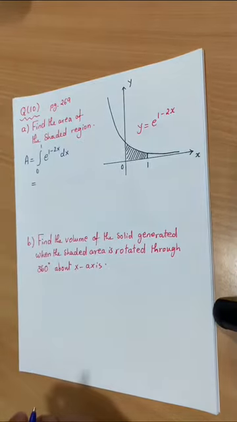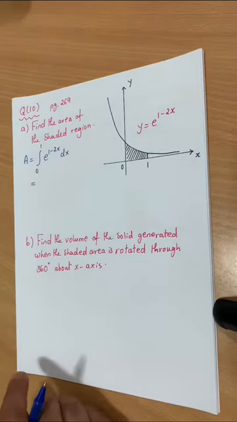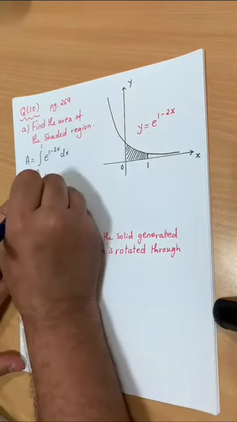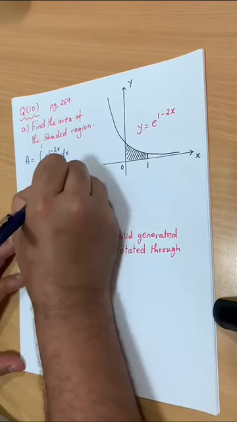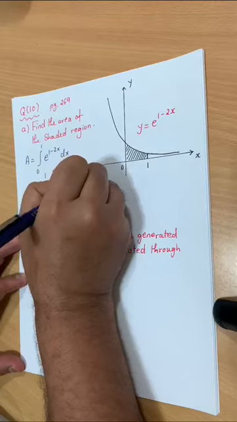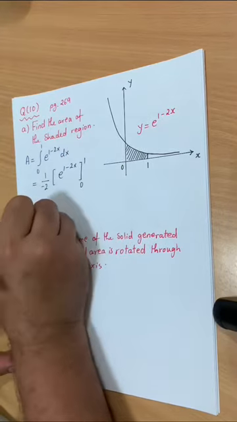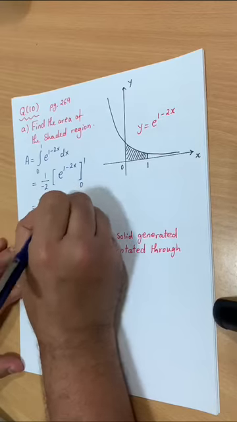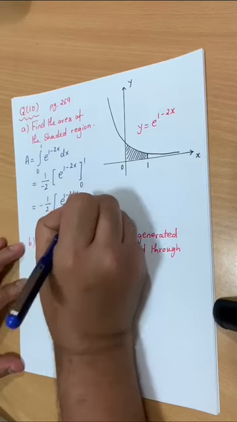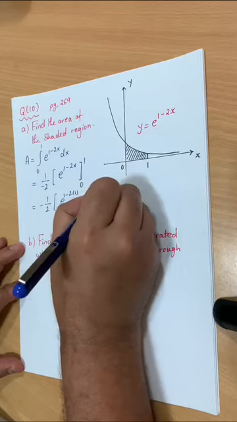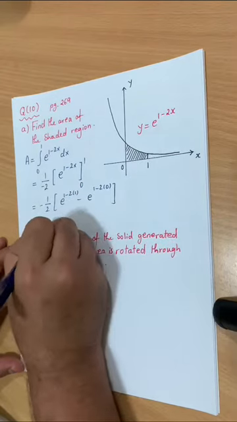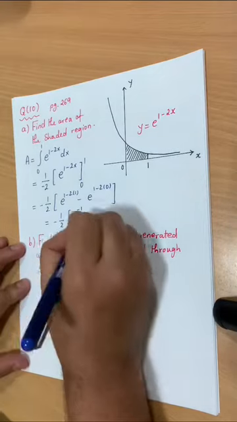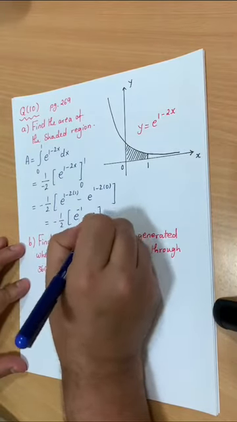I told you, derivative of the power first. Check the derivative of the power. Derivative of the power is negative 2, but it's not given. So you do 1 over negative 2, then integration of e power of 1 minus 2x from 0 to 1. Once you have to replace 1 and once you have to replace 0. So e power of 1 minus 2 by 1, minus e power of 1 minus 2 by 0. Negative half, it's e power of negative 1 minus e power of 1.